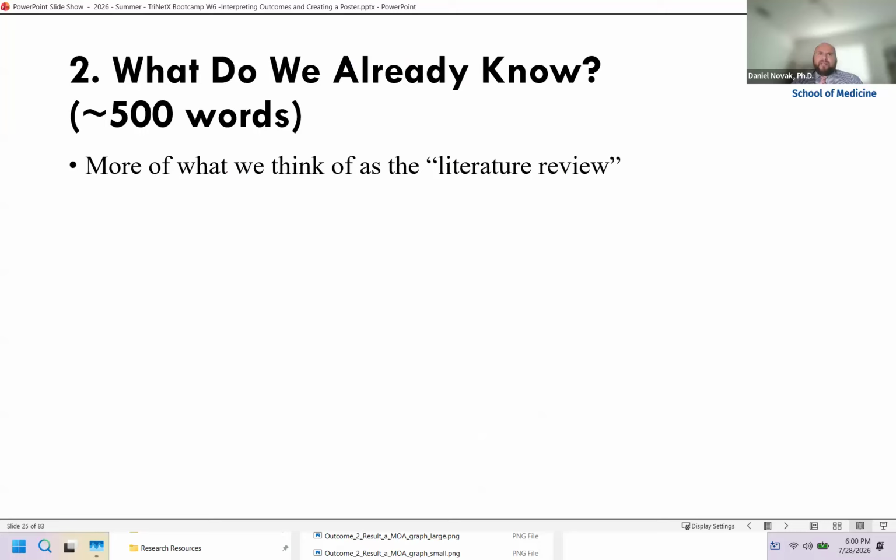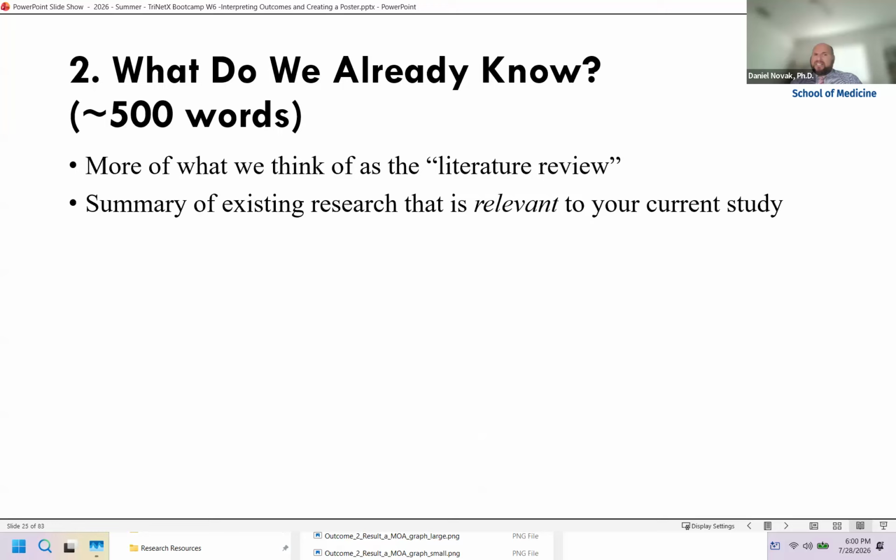Part two, what do we already know? Well, this is about 500 words, and this is what most of us think of as part of the literature review, but it's really only part of the story, right? It's a summary of existing research that is relevant to your current study. We don't need to know usually about global obesity epidemics, right? We're aware of that. You can just touch on that, cite one study, and move on. What's really important is why your study, why this existing literature needs your study.